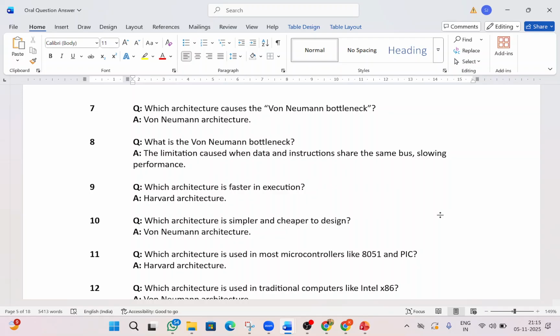Question number 10. Which architecture is simpler and cheaper to design? That is the von Neumann architecture. Only one memory and one bus system is needed, so it reduces the cost and design complexity.